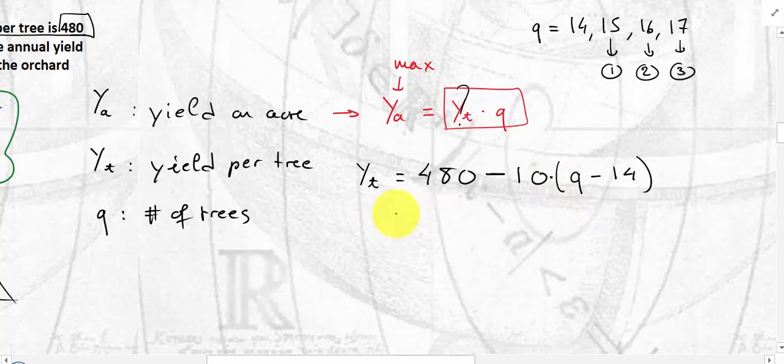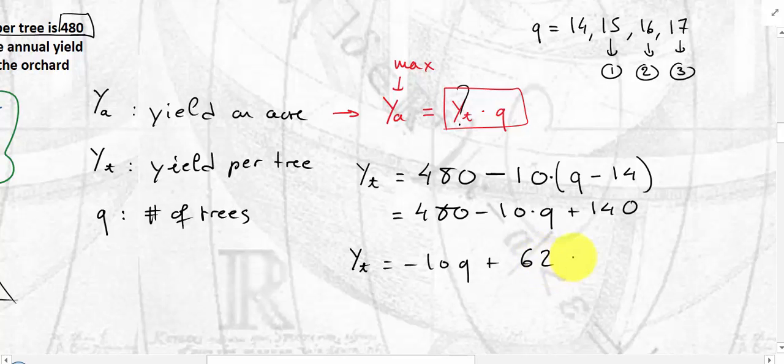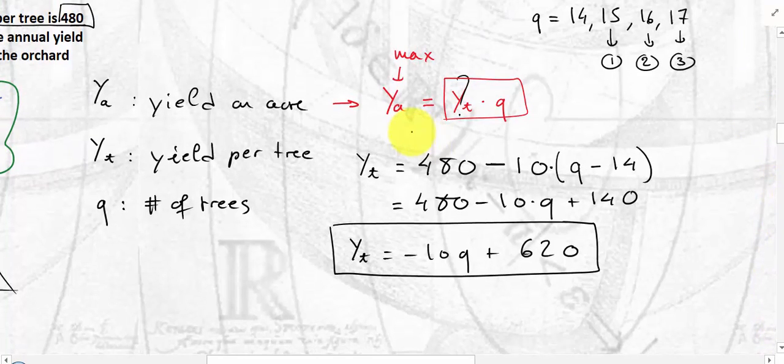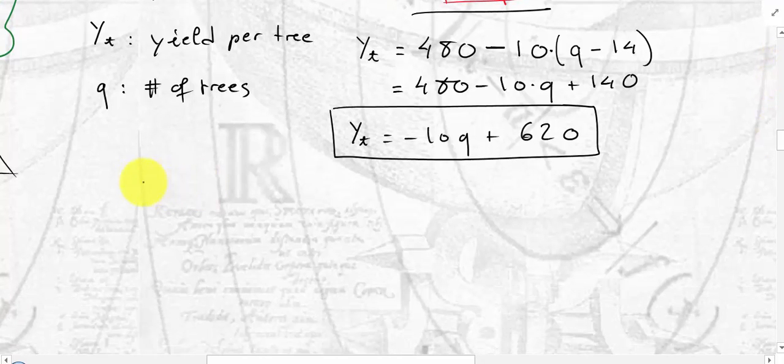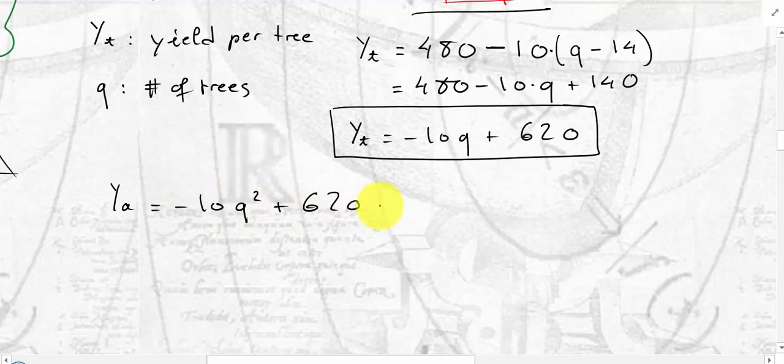All right, so let's clean this up. It's 480 minus 10 times Q plus 140. And so we have Y of Q is equal to negative 10Q plus 620. Now, what's going on here? We need to maximize this function, so let me multiply by Q. Right away, we have YA equals negative 10Q squared plus 620Q.